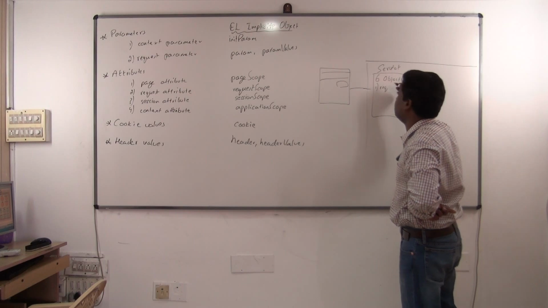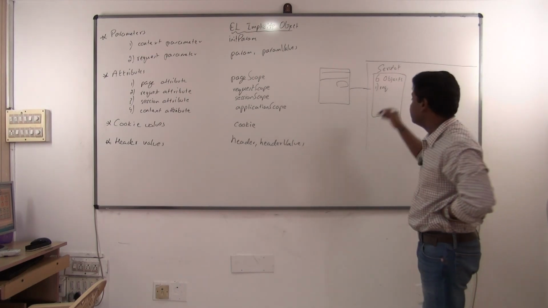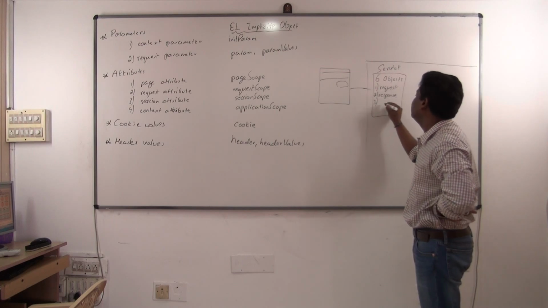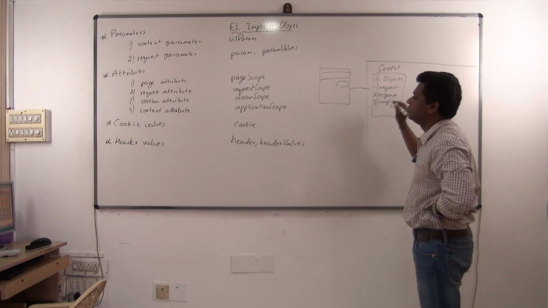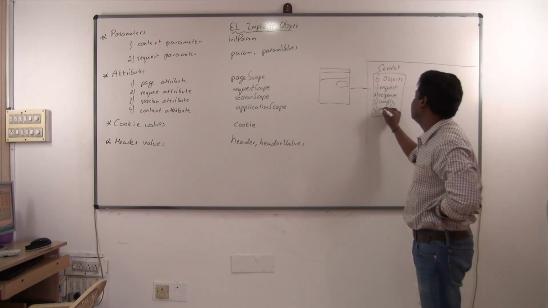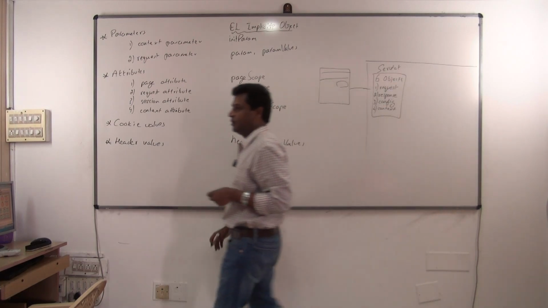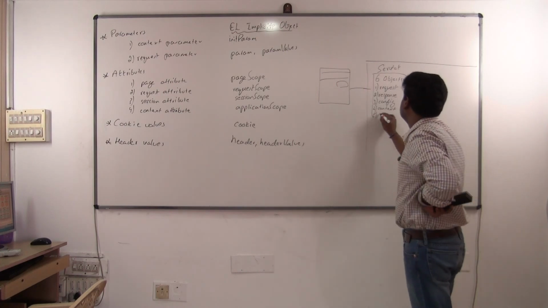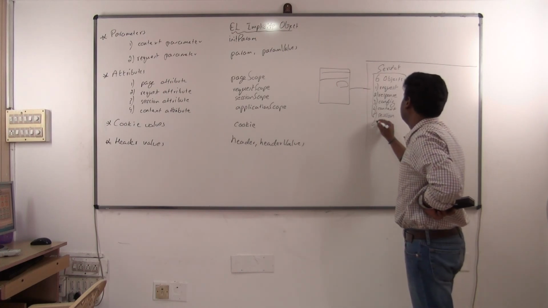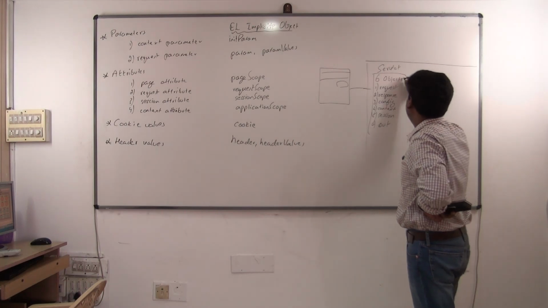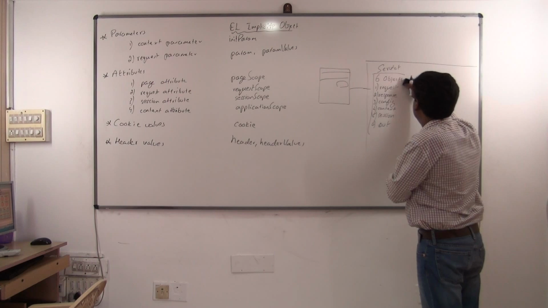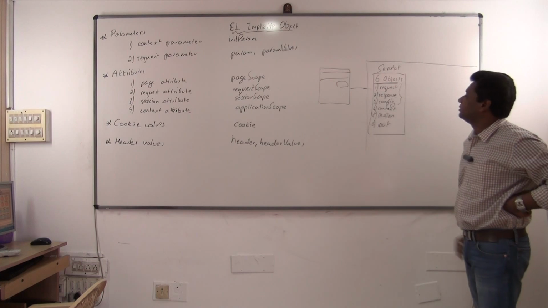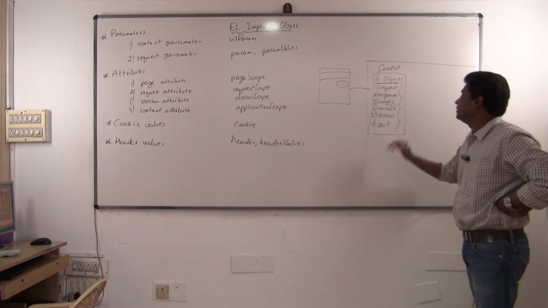First one, request. You can give any variable name here, but I'll write HttpServletRequest. Second one would be response. Third one would be config. Then context, session, out. In the 6 objects, 1, 2, 3 are implicit objects. These 3 are explicit objects. You should be very clear with this concept.